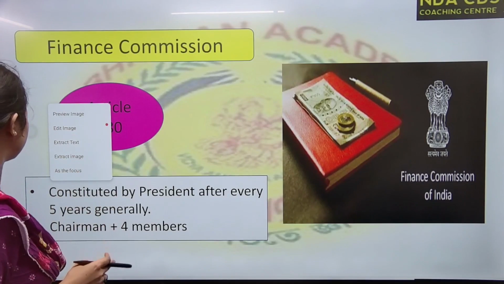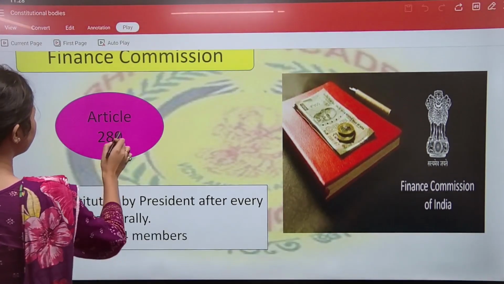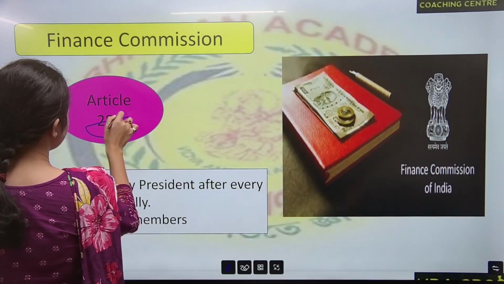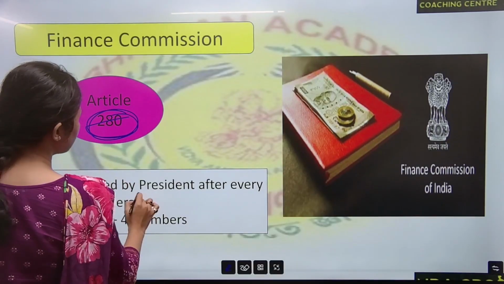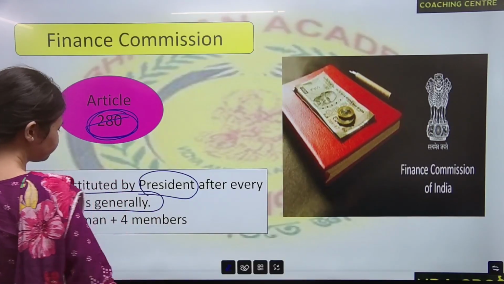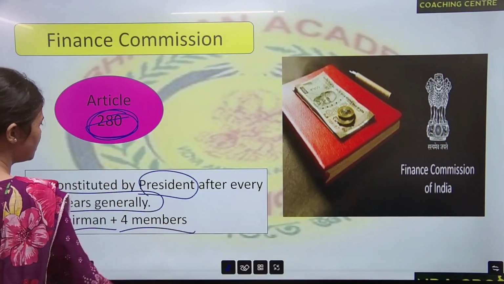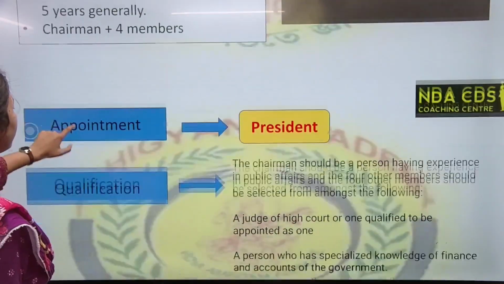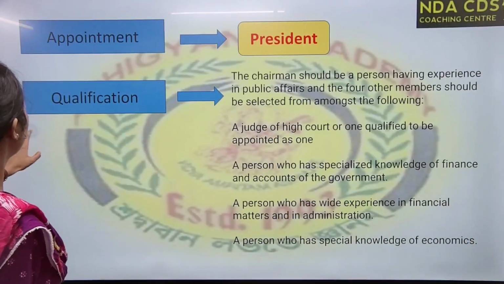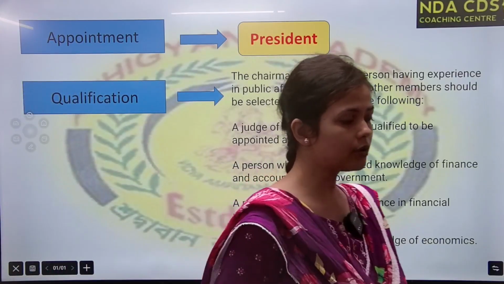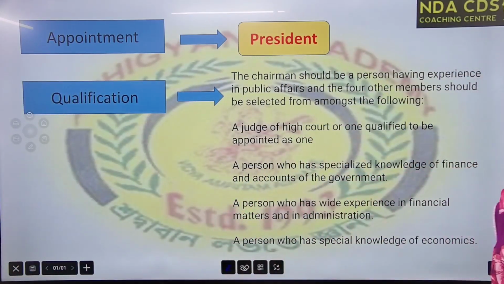Article 280. Finance commission article is 280. Very important. Constituted by president after every 5 years generally. Chairman rahega and 4 members will be there. Appointment will be done by president. President will constitute the finance commission after every 5 years.